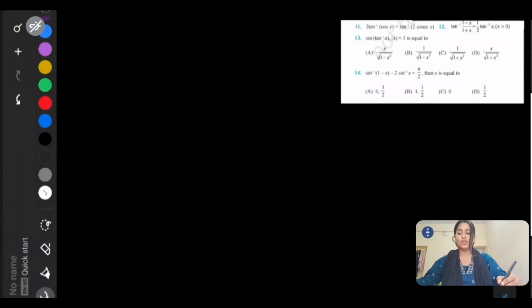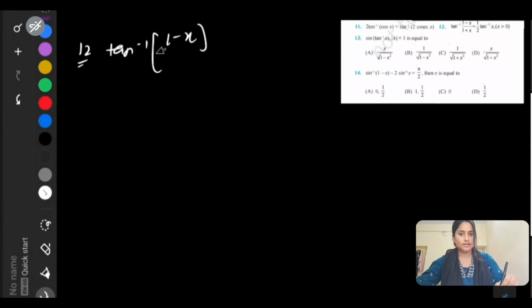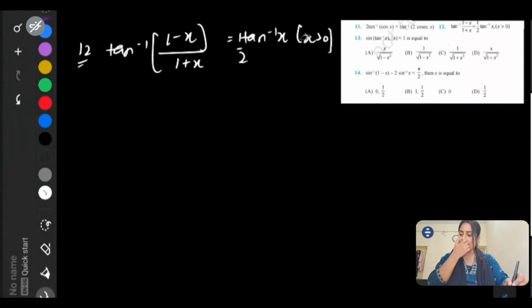Hello everyone, let's solve question number 12 of Miscellaneous chapter 2, Maths NCERT. So we have question number 12 as tan inverse of (1 minus x upon 1 plus x) is equal to 1 by 2 tan inverse of x, where x is greater than 0. So we have to solve this. Okay, let's see how it will solve.